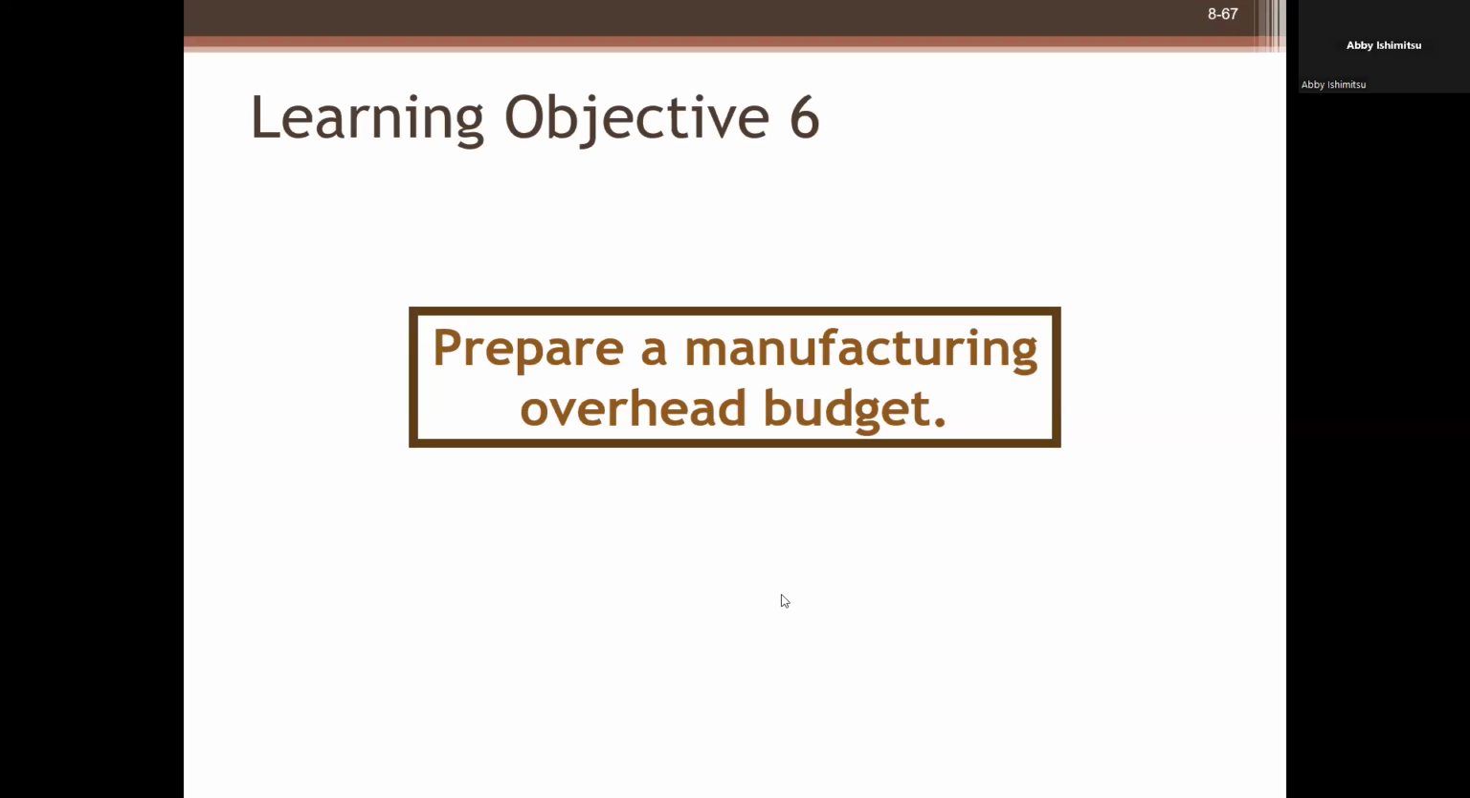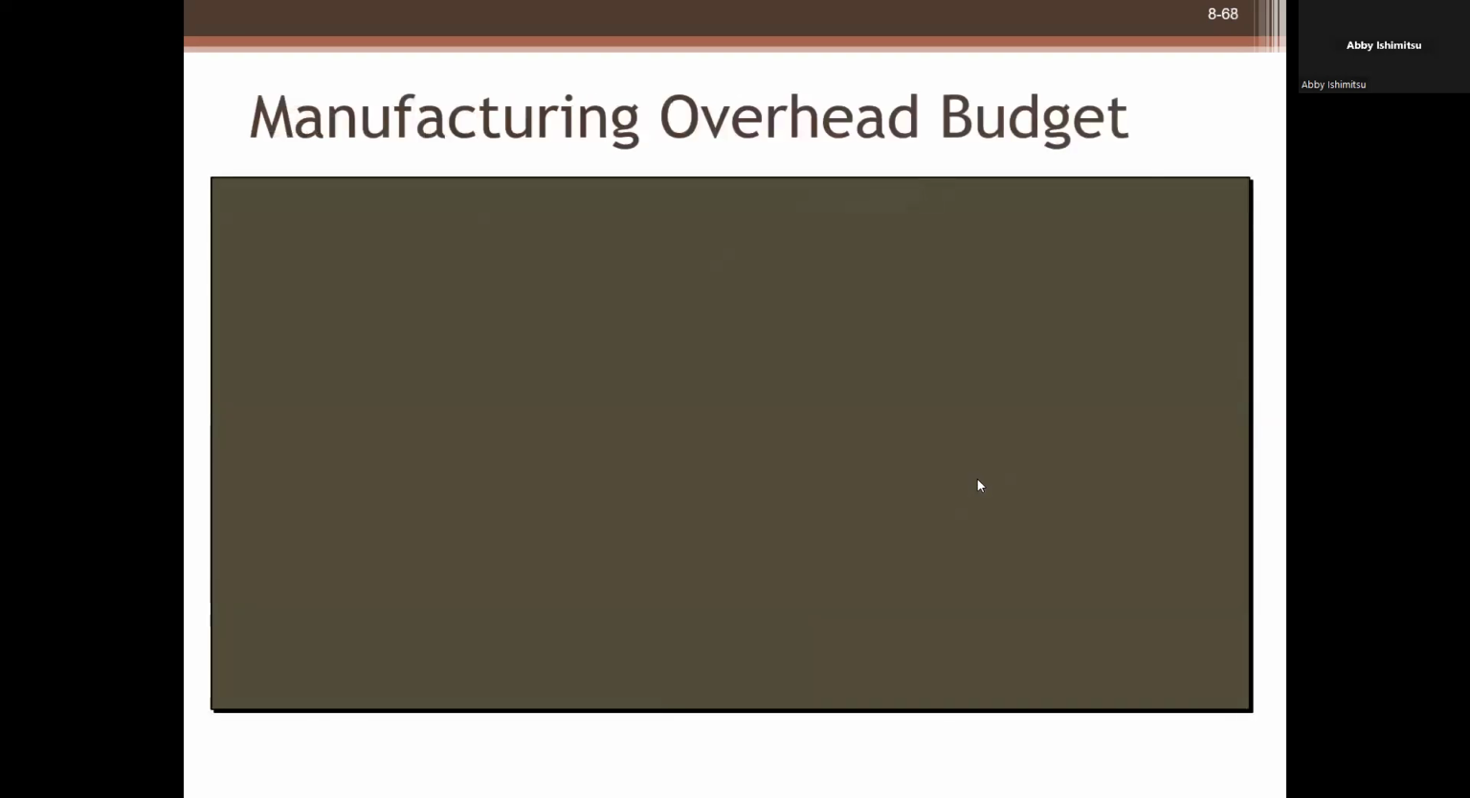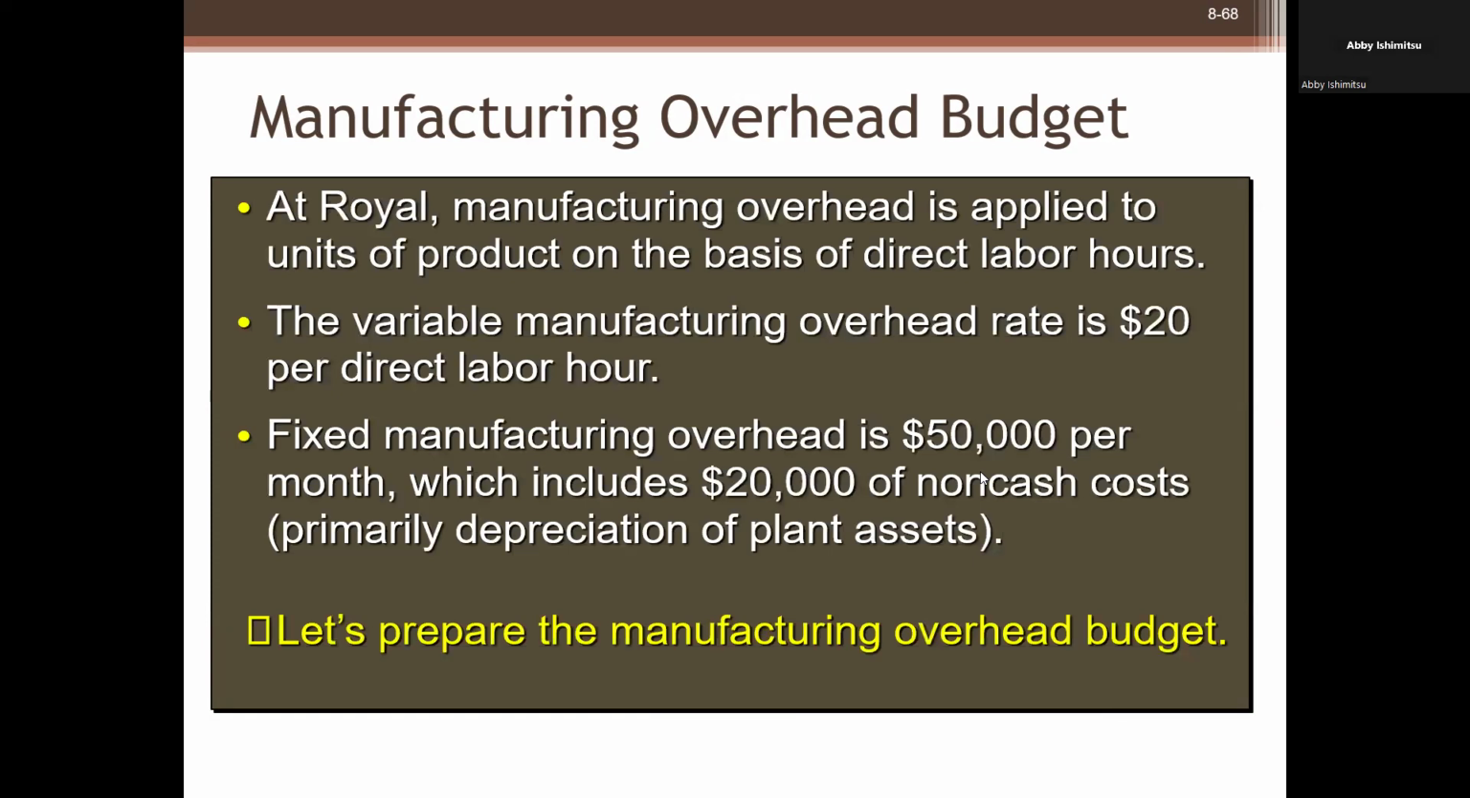All right, here we go. So we have 4 more budgets to do. We've just finished the direct labor budget. This is the manufacturing overhead budget. Okay, so we have to figure out a whole bunch of little details for this overhead budget.